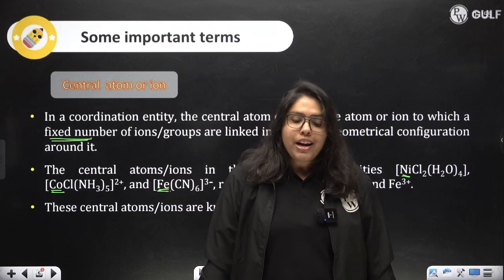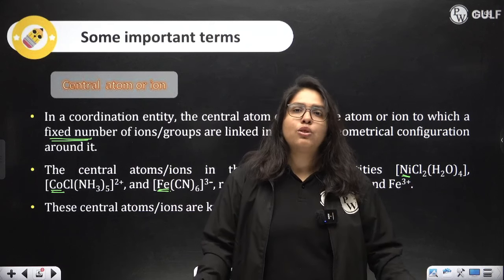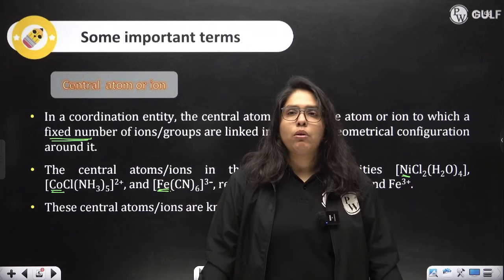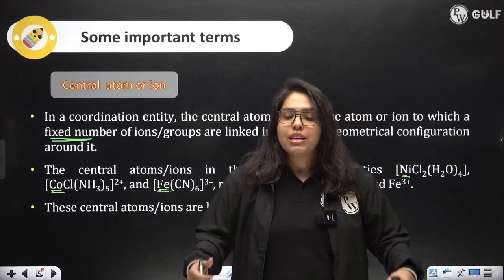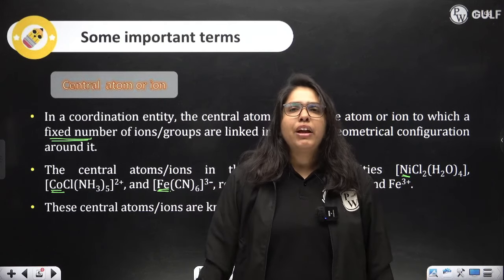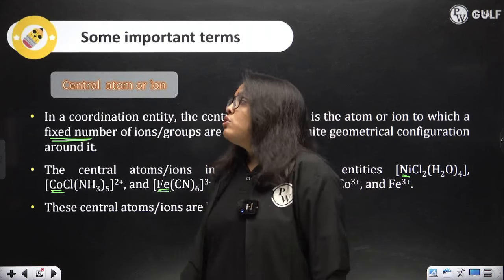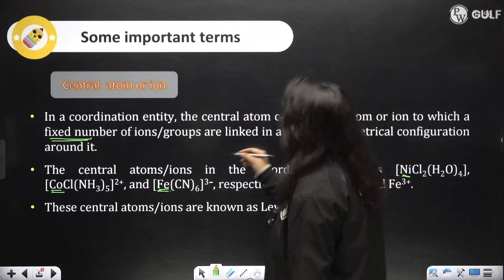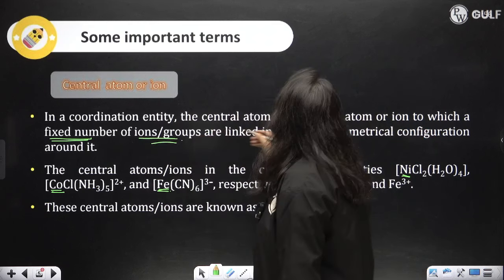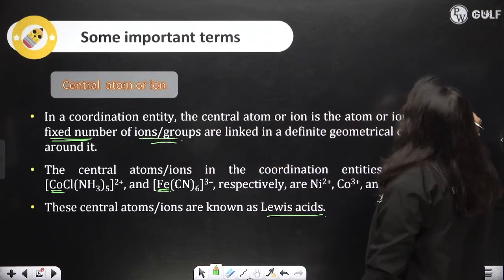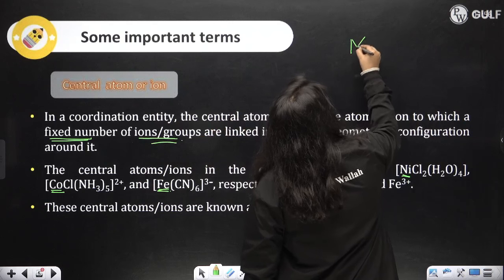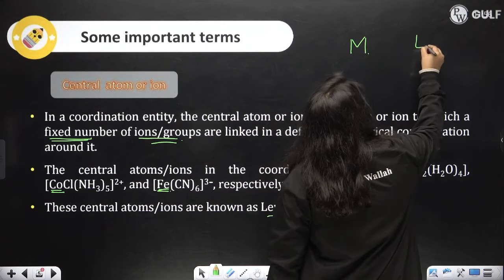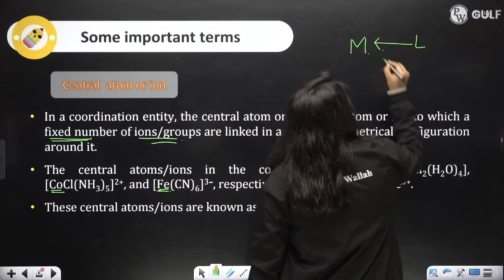All right, where an element having excess electrons, that is lone pairs, is donating it to an electron deficient species. So here these ions that you're looking at, a fixed number of ions or groups, these are known as ligands. So to this particular metal, a ligand is donating its electrons.